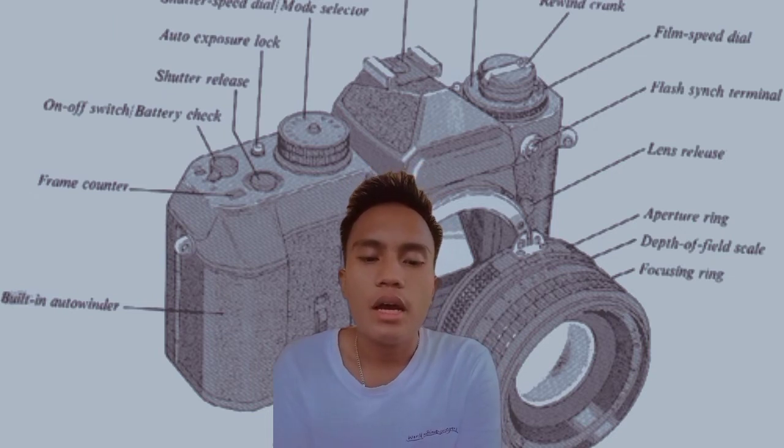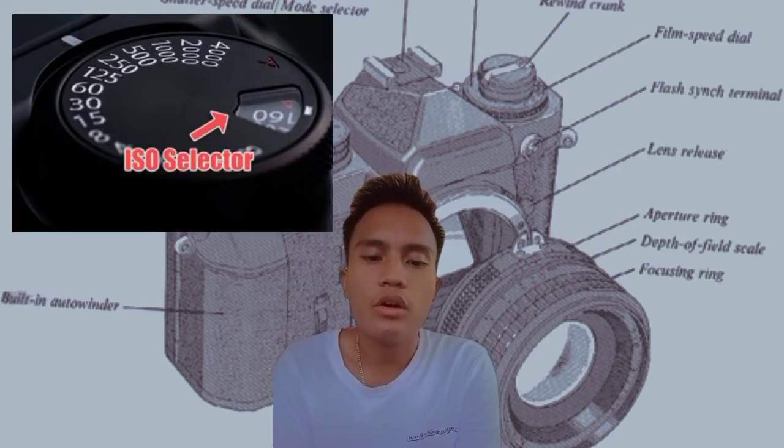Seven is the ISO number indicator or film speed indicator. The ISO number is a mechanical control that tells the camera the speed of the film you're using. So depending on the film speed, you can dial in the correct ISO number and set it for that whole roll of film. It is often found set into the shutter speed dial.